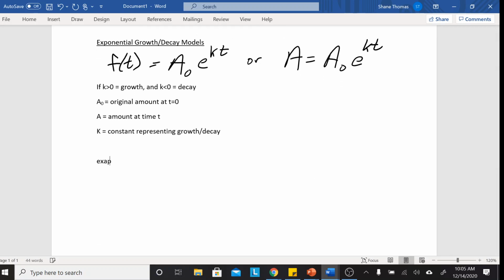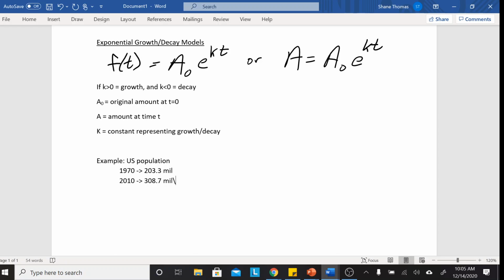All right, so we're going to do an example. We're going to go with the U.S. population. In 1970, there were 203.3 million people in the United States. In 2010, there were 308.7 million people.